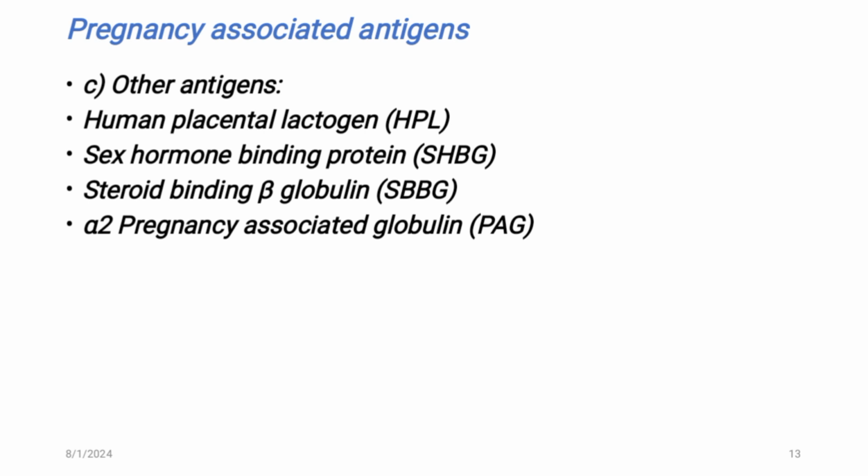those pregnant females. The next one is the sex hormone binding protein, that is also a pregnancy associated antigen, steroid binding beta globulin, and alpha 2 pregnancy associated globulin. So these are the types of pregnancy associated antigens that are increased in the case of an abnormal fetus, abnormal embryo, or in the case of tumors and cancers of the female placenta or female baby abnormality. So these are carried out in those cases.